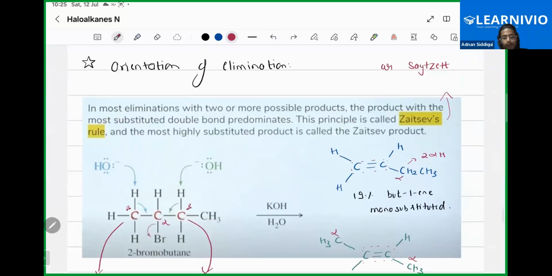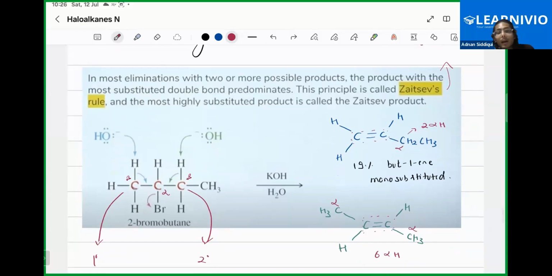For this, we have the Zaitsev rule. It's a Russian name. Some people write it like Zaitsev, Saytzeff, or some other way, so you can use either of them; both are correct. So what does the Zaitsev rule say? The Zaitsev rule says you will abstract the proton from that carbon which will lead to a more alkylated alkene, a more substituted alkene.